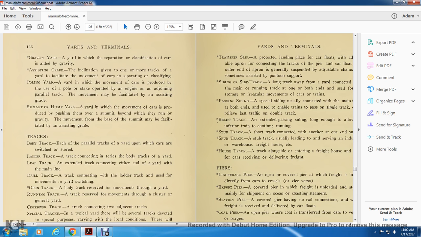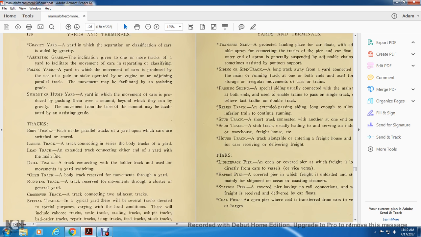Summit or hump yard: a yard in which the movement of the cars is produced by pushing them over a summit beyond which they run by gravity. Moving them from the base of the summit may be facilitated by assisting grade tracks.